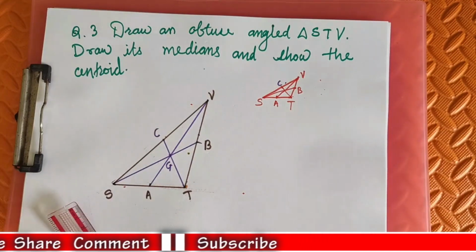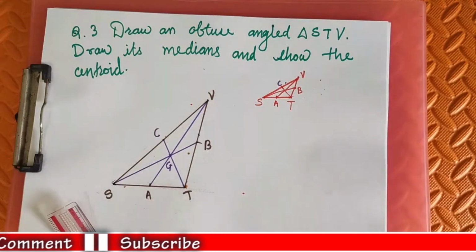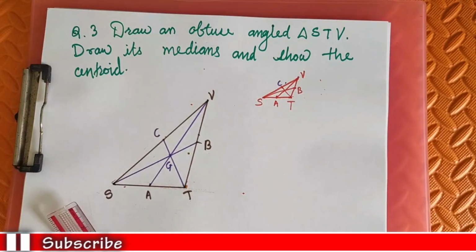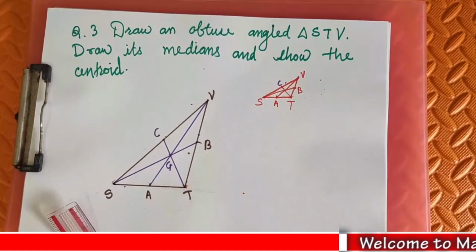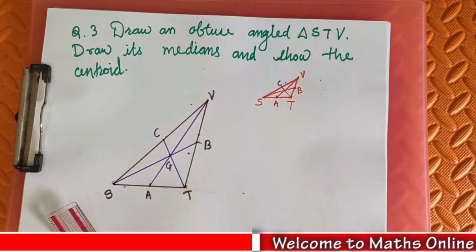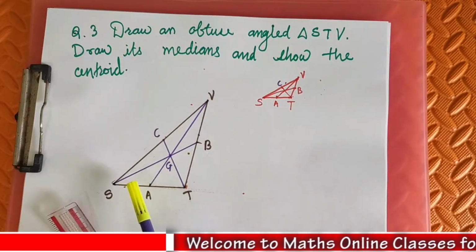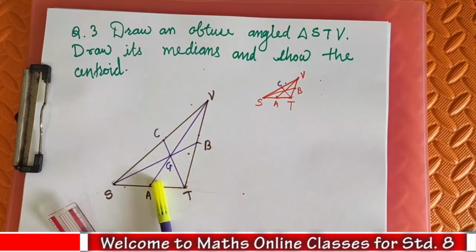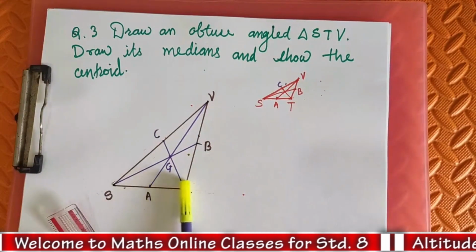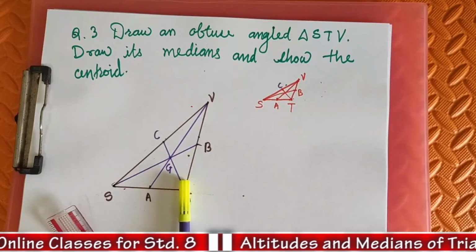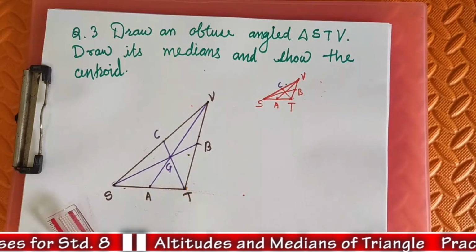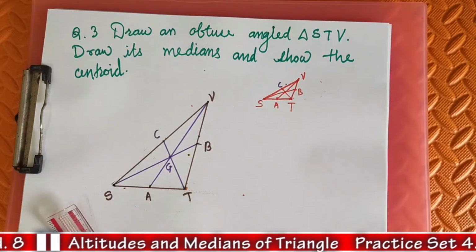We will do the next question now. Question number 4. I am giving you for homework. It is similar to question number 2. We have to draw all altitudes, but here there is an obtuse angle triangle. Therefore, your altitude will come exterior of the triangle.